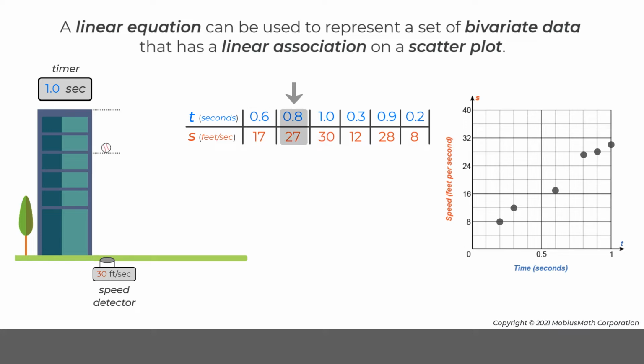This bivariate data is organized in the columns of a table and represented as points on a scatter plot. Because the data points seem to form a line on the scatter plot, a line of best fit can be plotted to describe the speed of the ball as a function of time. Notice that some of the data points are above the line of best fit and some of them are below the line. This makes sense because conducting experiments always involves some amount of error involving measurement.